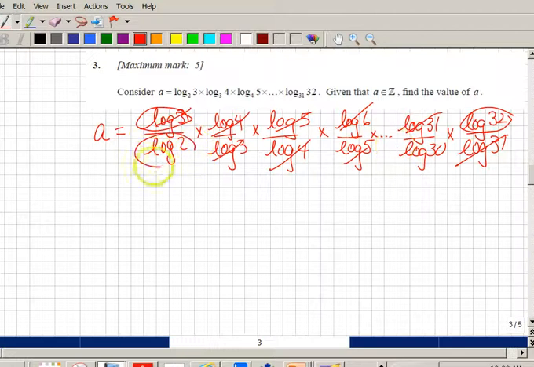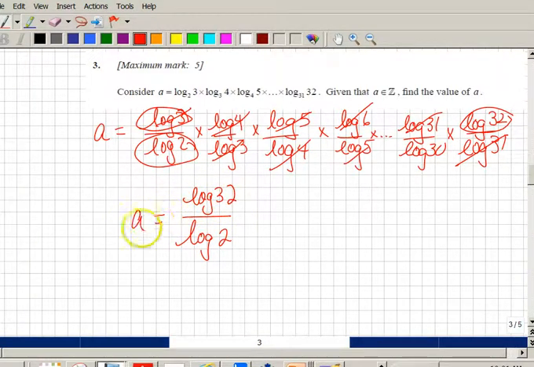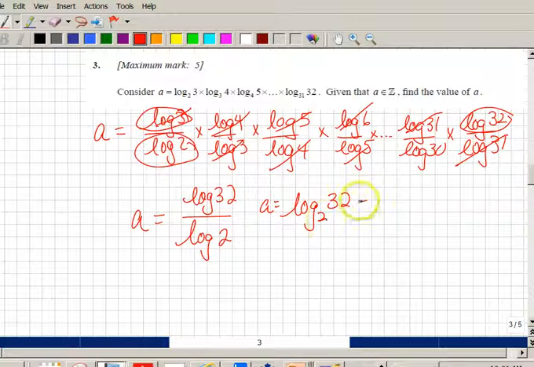So all you're going to be left with is log 2 on the bottom from the very first term, and log 32 from the last one. And there's our answer, but I guess we can clean that up a little bit. Using the change of base formula again, log 32 divided by log 2 is the log of 32 base 2. Well, what power of 2 equals 32? And that is 5. And there's the answer. 5 marks.